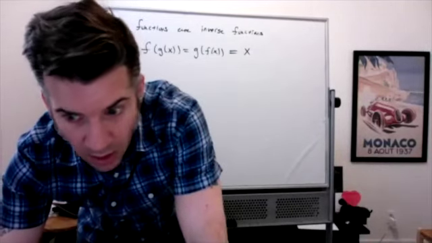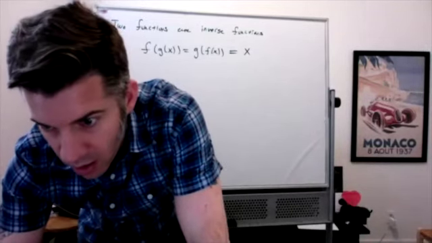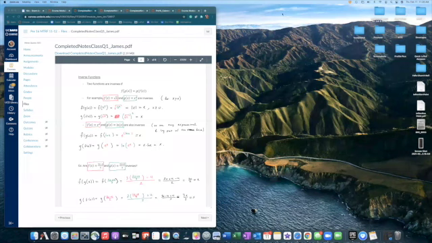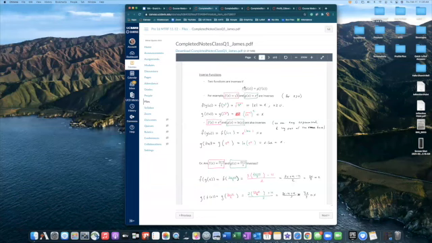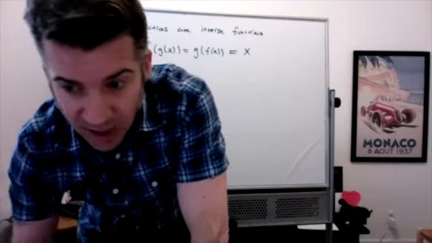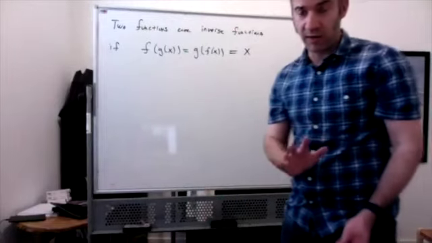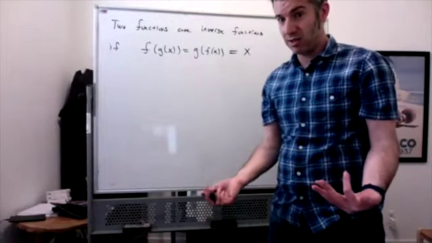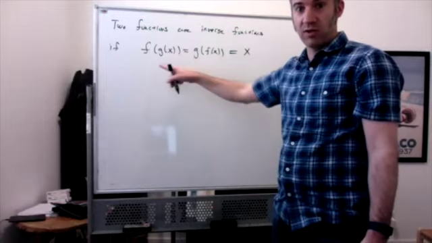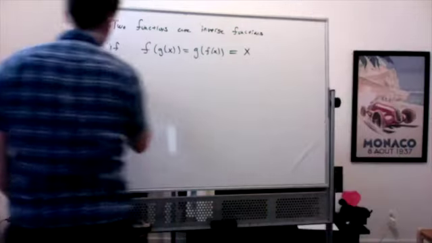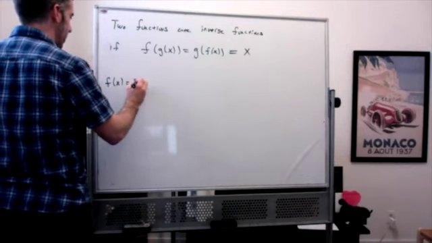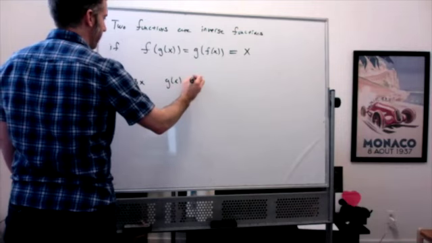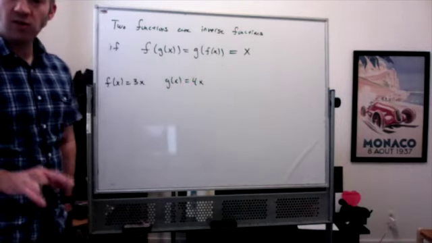So just to show you guys, if you are looking at the completed notes here, let me share my screen for just a sec. You can see this says two functions are inverses if f of g of x equals g of f of x, but it's missing the equals x part, and that actually is required because there are functions, not a lot of them, that are not inverses but where the first two parts are true. Here's an example. f of x is 3x, g of x is 4x. These functions are not inverses.